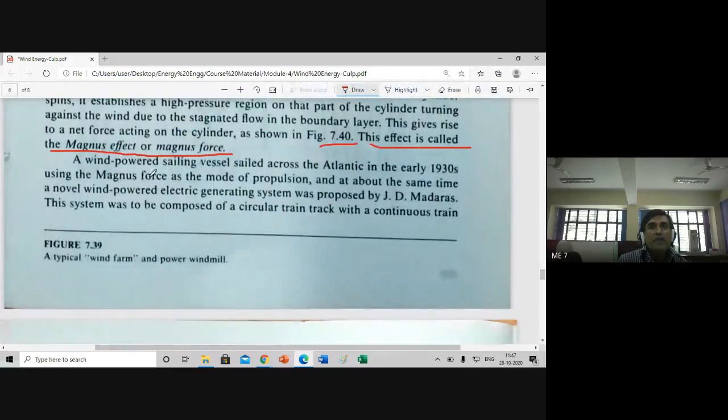A wind-powered sailing vessel sailed across the Atlantic in the early 1930s using the Magnus force as the mode of propulsion. At about the same time, a novel wind-powered electric generating system was proposed by Madaras. This system was to be composed of a circular train track with a continuous train.